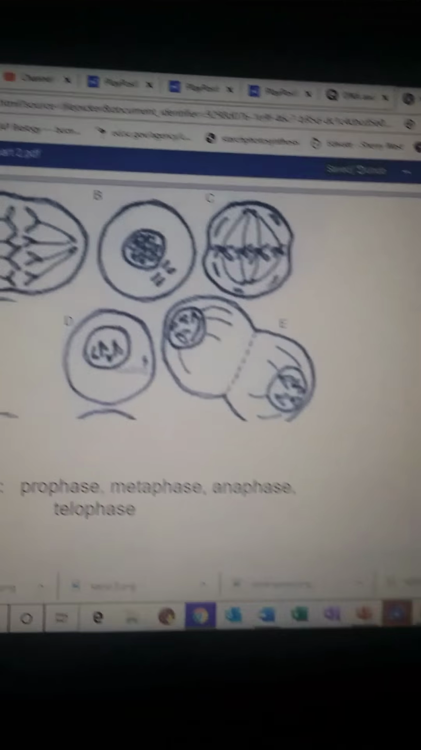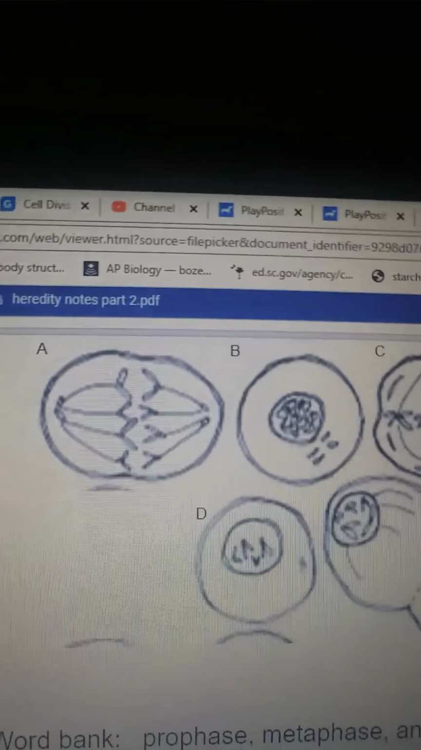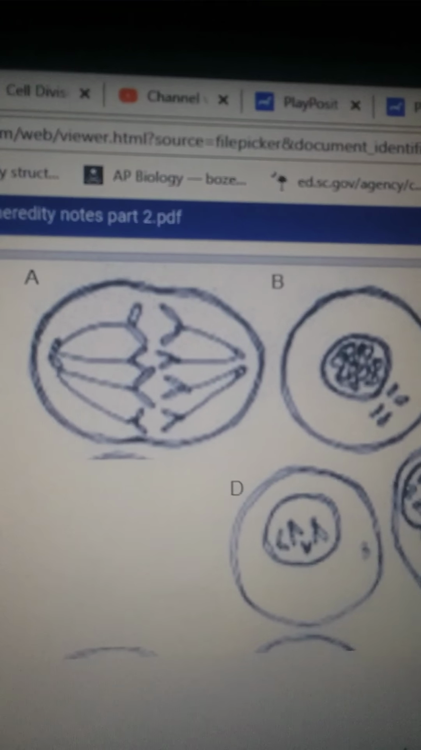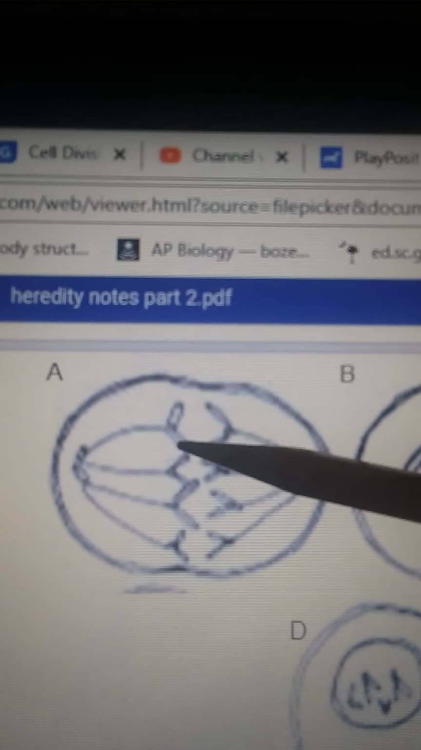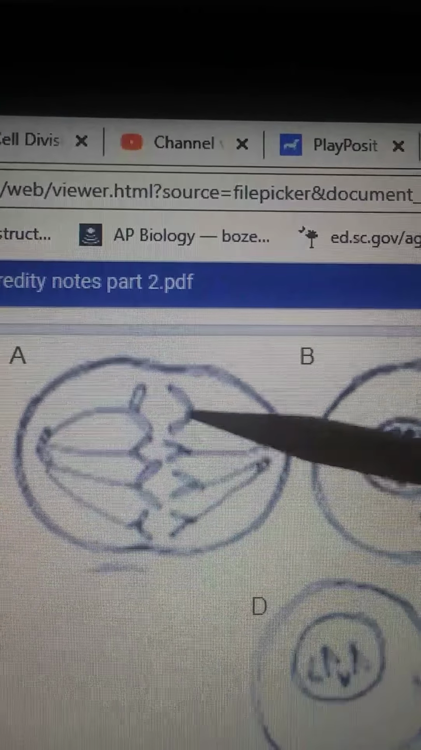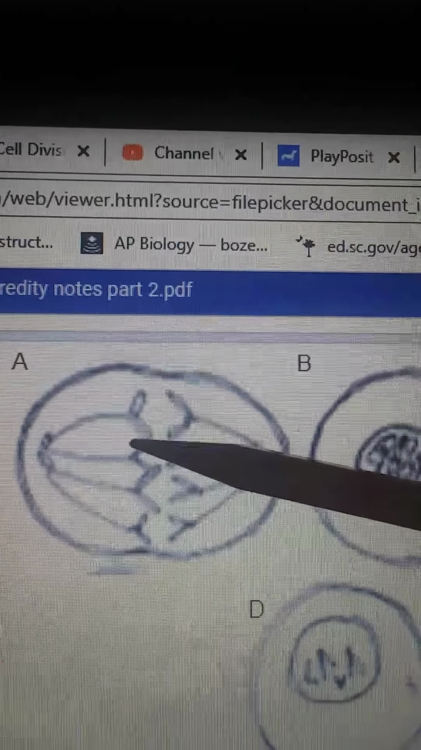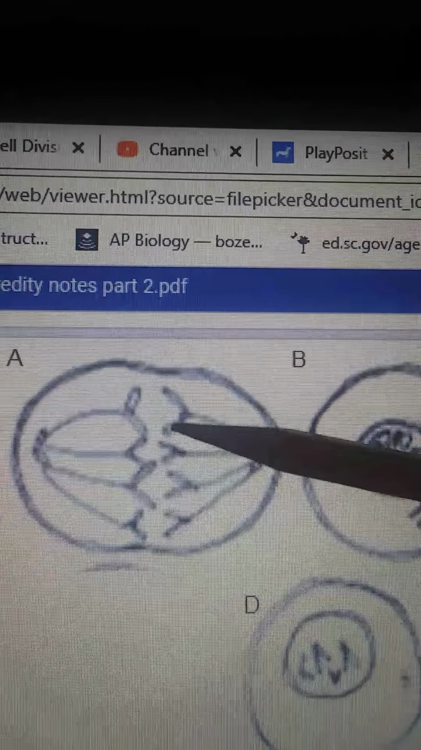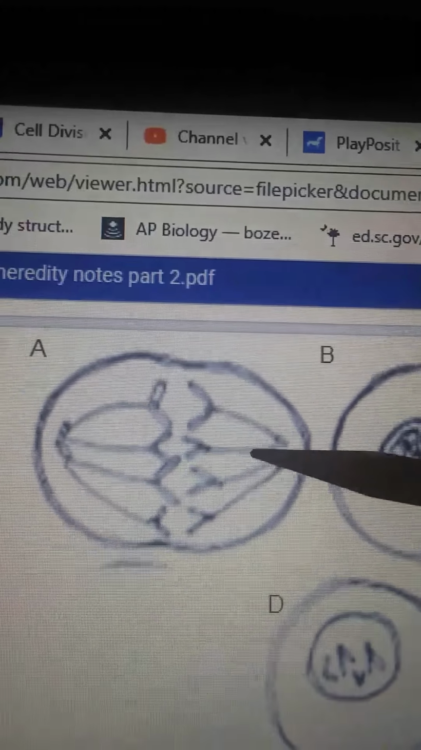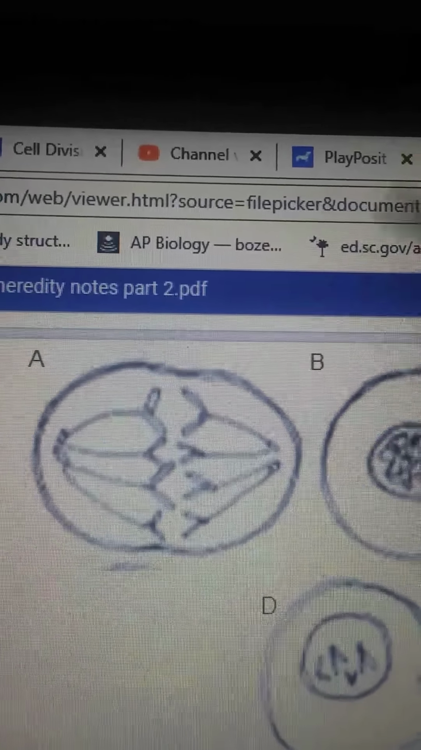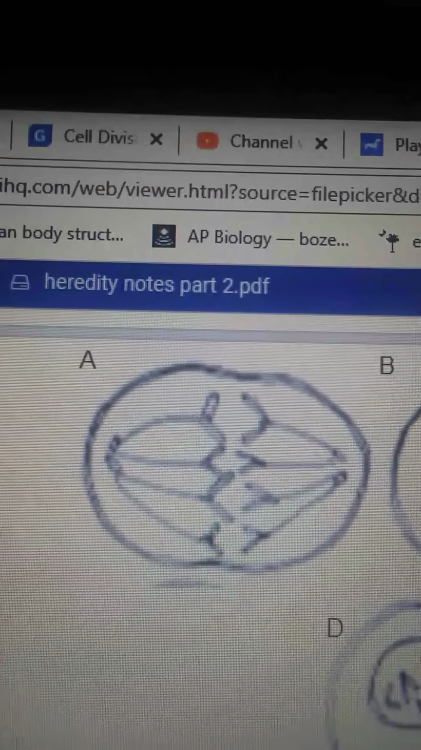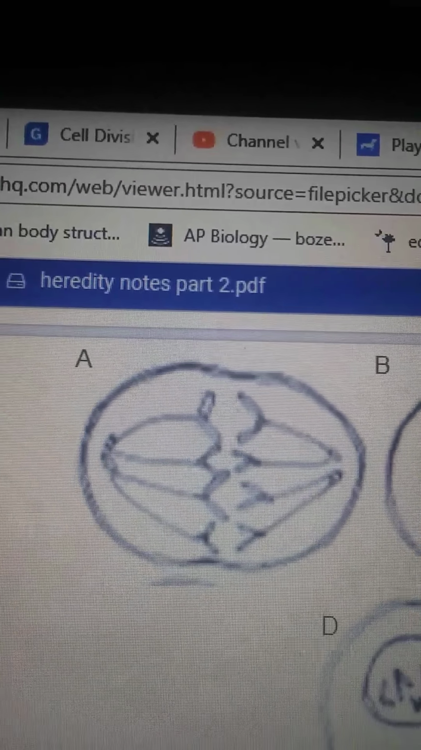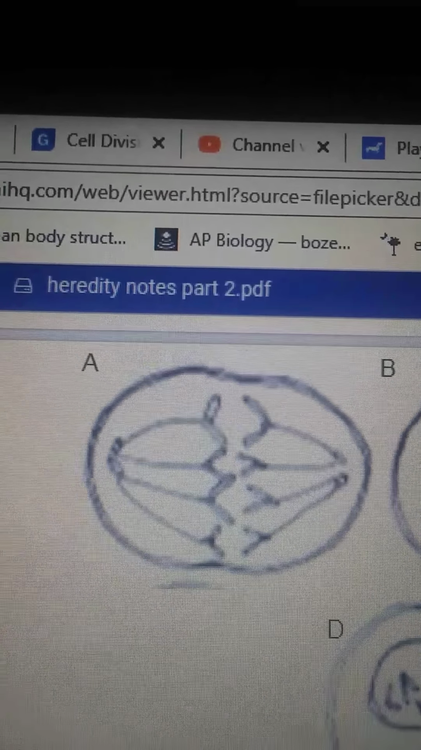Here's another little practice for you. This is what you'll be doing. Looking at the cell, let's look at A first. You just have to ask yourself, what are the chromosomes doing? So they do not look like X's anymore. They've been pulled apart. So what do you think this phase is called? That's right, it is anaphase.